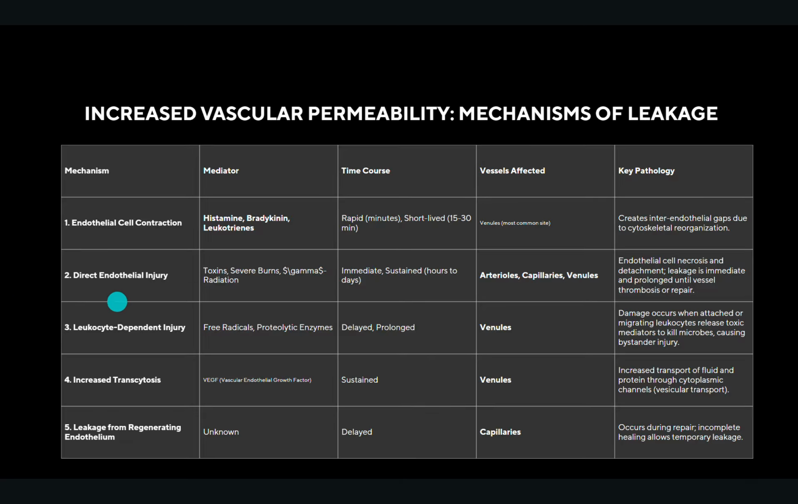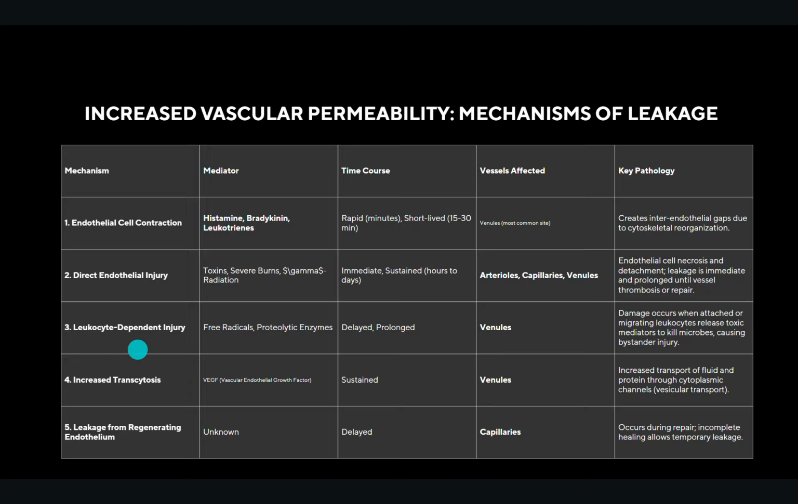The next mechanism is direct endothelial injury. Severe stimuli such as high-grade thermal burns, direct bacterial toxins, or gamma radiation cause direct necrosis and physical detachment of the endothelial cells. The time course is immediate and sustained, lasting hours to days. The vessels affected are arterioles, capillaries, and venules. Endothelial necrosis and detachment is seen. Leakage is immediate and prolonged until the vessel thrombosis or repair.